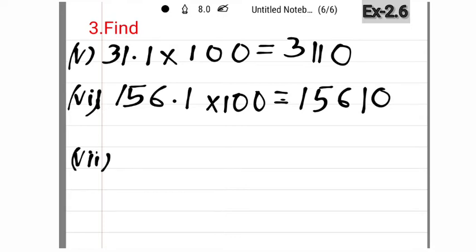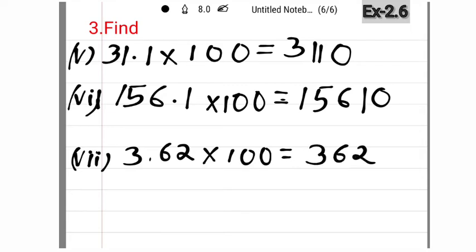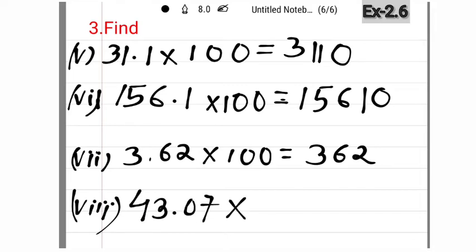Now VII bit, 3.62 into 100. Here also it is multiplied with 100, and your answer is 362. Come to your VIII bit, 43.07 into 100. Here also shifted towards right for 2 digits. Your answer is 4307.